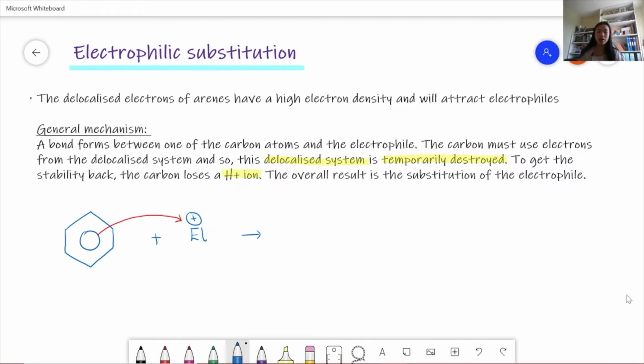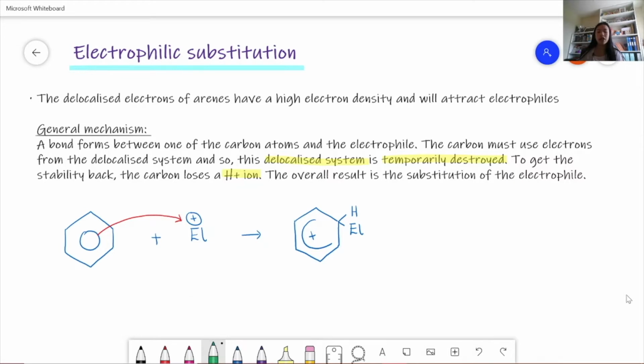So what we get is, again, we draw the hexagon, but this time we're going to have a temporarily destroyed benzene. So the delocalized system is temporarily destroyed. And so on this carbon, we're going to have a hydrogen, and I'm going to attach the electrophile also onto this carbon. And one thing to note is with the first diagram of benzene that I've drawn, obviously we assume that each carbon has one hydrogen attached. So now we're just honing in on one of these carbons that I've attached the electrophile to.